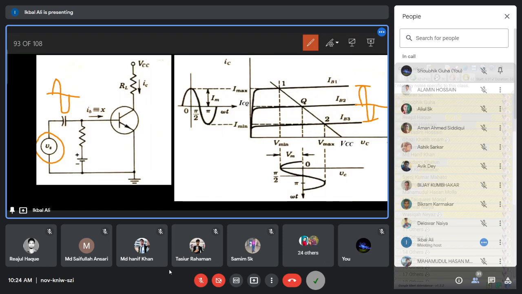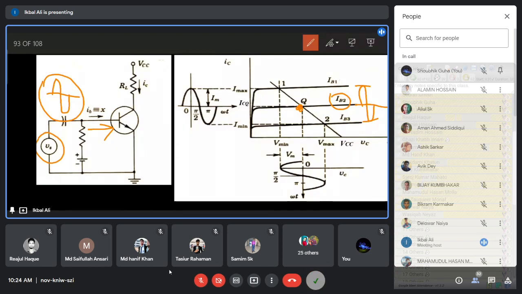So this variation of the IB2 base current at the input side between IB1 and IB3 is due to this input signal. If you eliminate this input signal, it will stick to this IB2. That is the biasing DC current which is flowing through the transistor base. So the operating condition of the transistor is at the Q point, in the middle, at the intersection point.